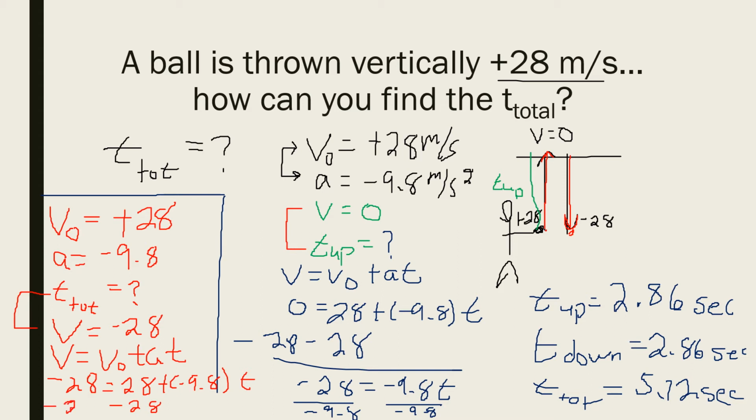I'm just going to move this up here. Sorry about that. But because you had negative 28 and you minus 28, this is actually negative 56 equals negative 9.8 t. And I'll give you two guesses as to what this is going to equal. But I think you only need one.